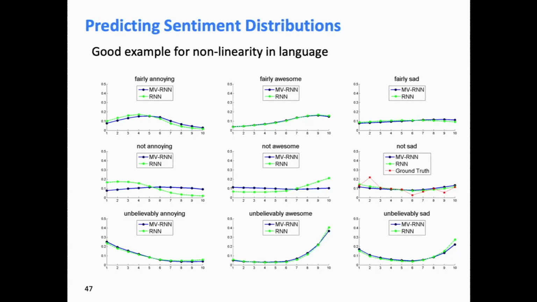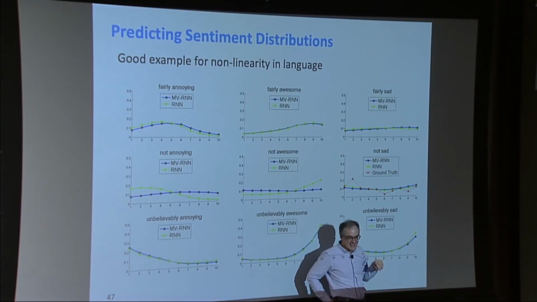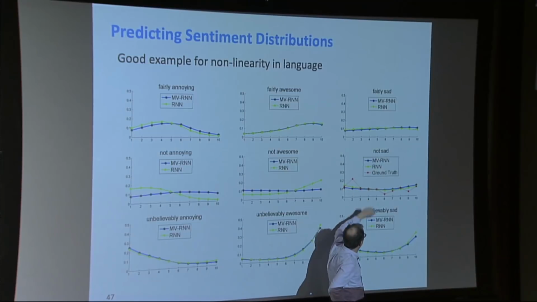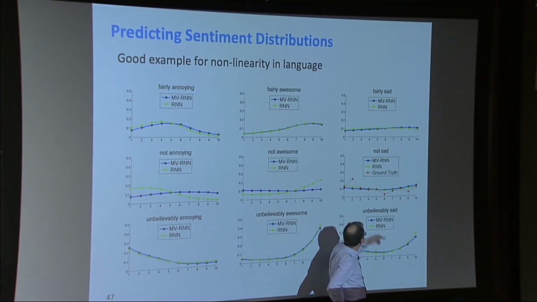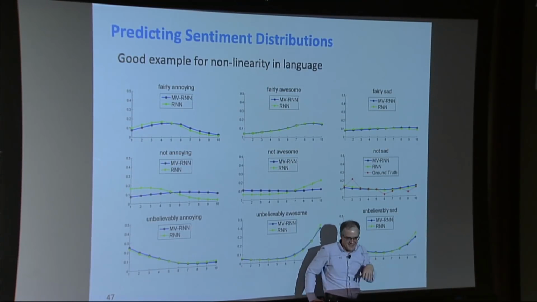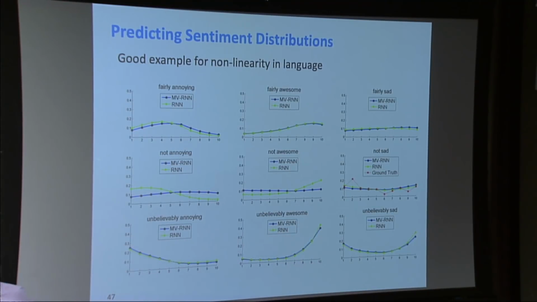Yes? What is the ground truth in the not-sad example? Oh, yeah. So this ground truth was, we actually asked a whole bunch of human beings to rate the meaning of not sad on this scale of 1 to 10. Maybe this wasn't a very clear task, because as you can see, it bounced around a lot as to what kind of ratings we were getting for things. But yeah, that was actually getting human judgments.